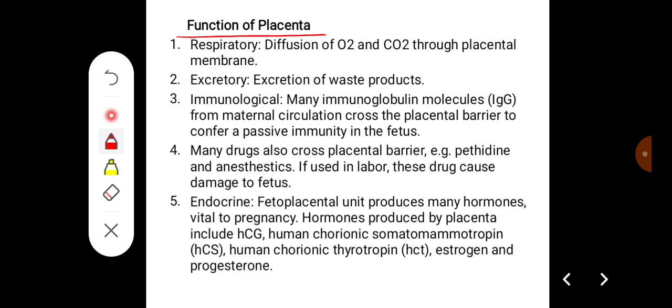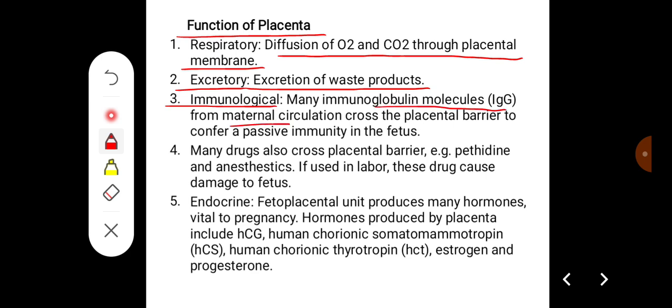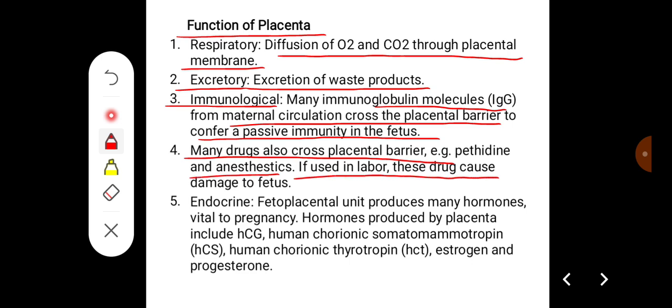Some of the functions of the placenta. They have a respiratory function, that is diffusion of oxygen and carbon dioxide through the placental membrane occurs. They have an excretory function, that is it helps in the excretion of waste products. They have immunological functions. Many immunoglobulin molecules, IgG, from the maternal circulation cross the placental barrier to confer passive immunity in the fetus. And many drugs also cross the placental barrier, for example pethidine and anesthetics. If used in labor, these drugs cause damage to the fetus.